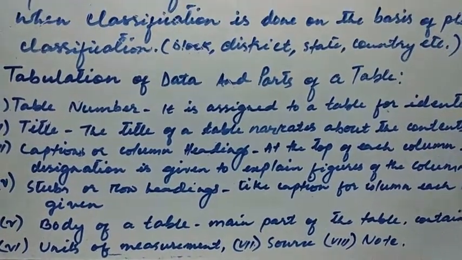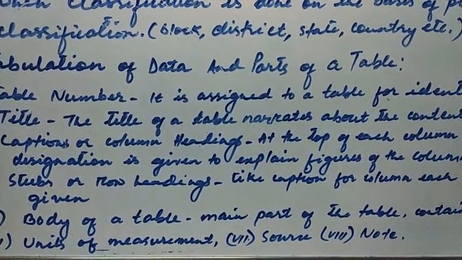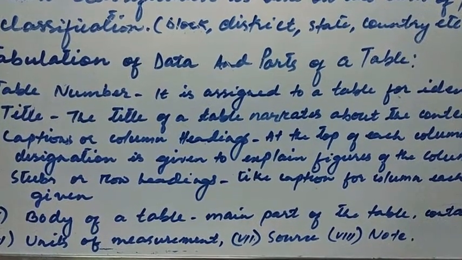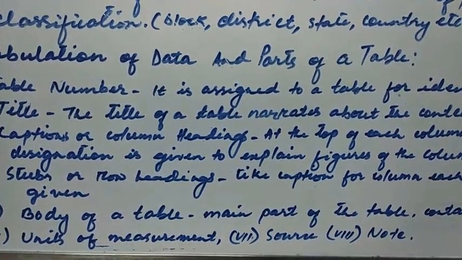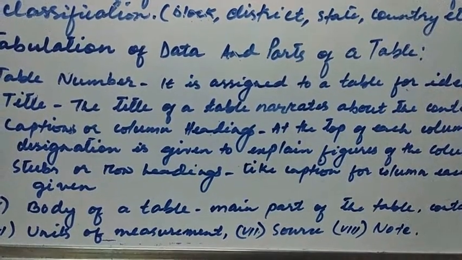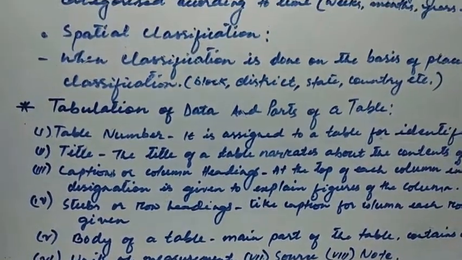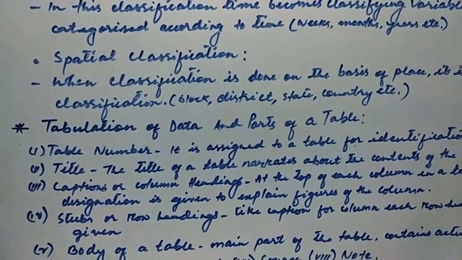The last one is note. So note is the last part of the table, and it explains the specific feature of the data content of the table, which is not self-explanatory and has not been explained earlier. So those are some of the parts of a table.